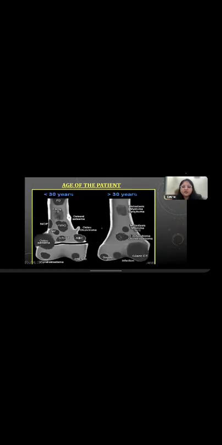How does the age of the patient affect our differential diagnosis list? In patients who are less than 30 years of age, Ewing's, SBC, ABC, these benign etiologies definitely are higher on the cards. Whereas as the patient gets older, I told you MML, metastasis, myeloma, and lymphoma definitely get higher on the cards in the differential diagnosis.